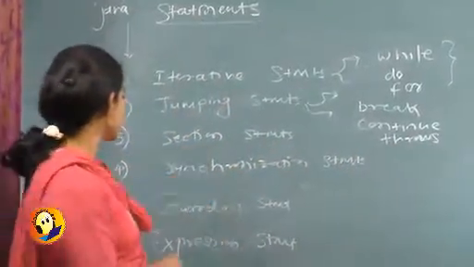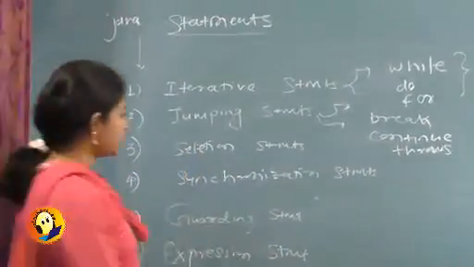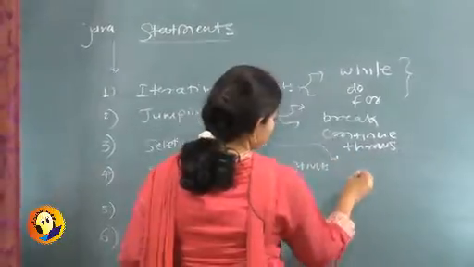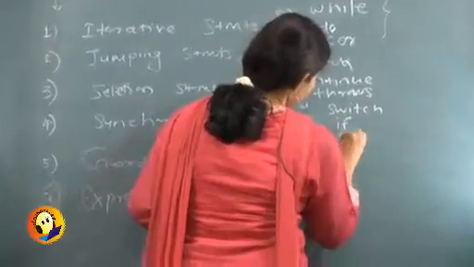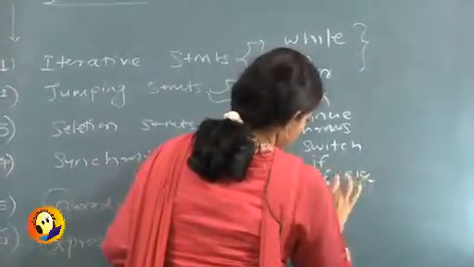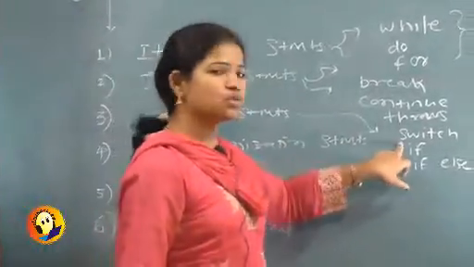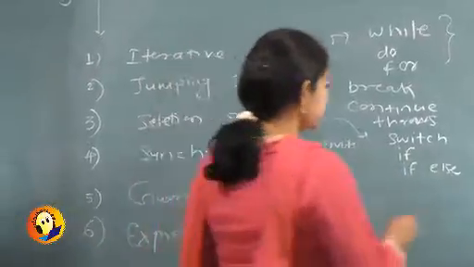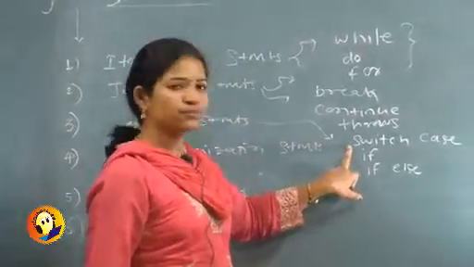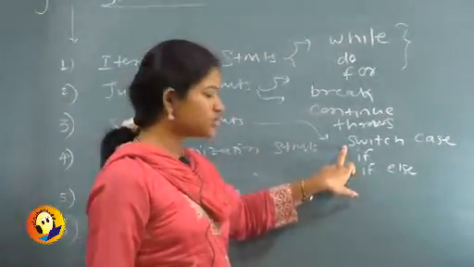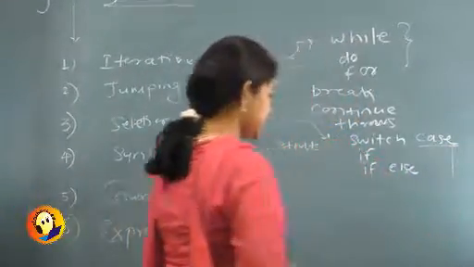After that, selection statements. There are 3 selection statements available in Java. First one is switch, second is if, and third is if else. Switch cases are mainly useful to choose any one case from a number of alternatives. Those alternatives are provided with the help of cases.